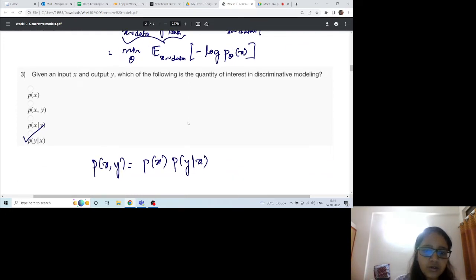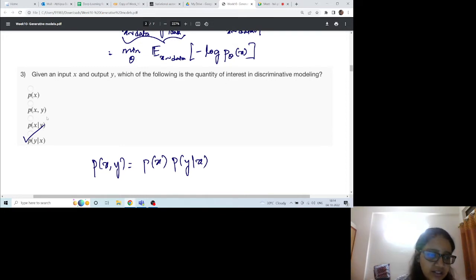Okay. So, given an input x and an output y, which of the following is the quantity of interest in discriminative modeling? So, since I have already talked about this like 5 minutes ago, I want you to answer this. Oh, obviously the answer is written here. So, sorry about that. But yeah, can anyone explain why this is the correct answer? Why in discriminative modeling? I mean, this is the correct answer for this question.